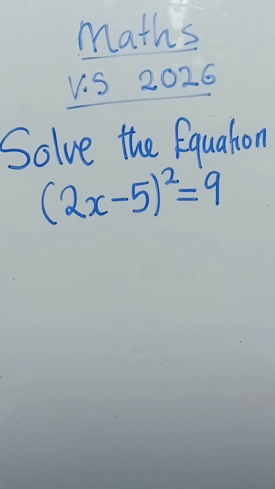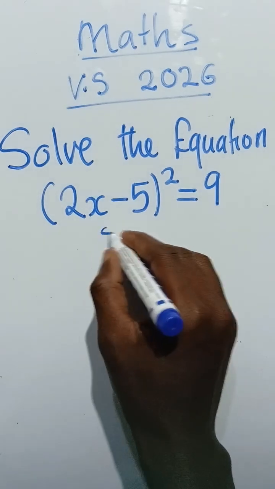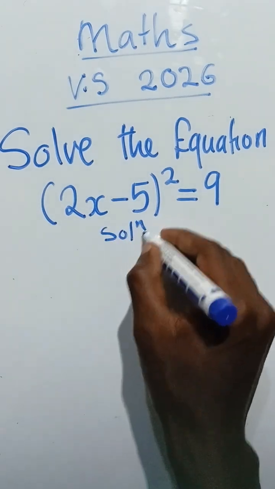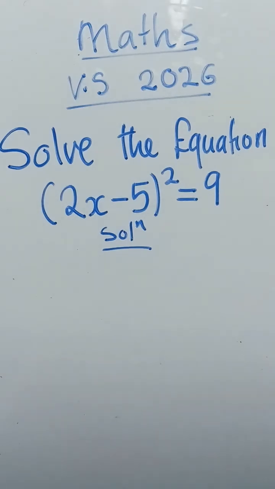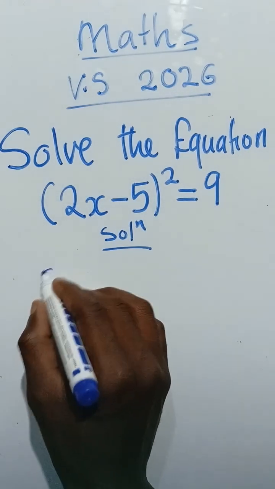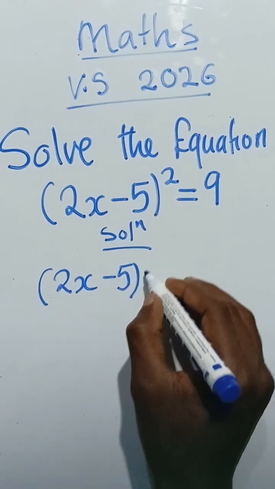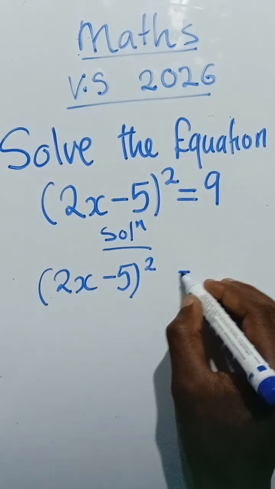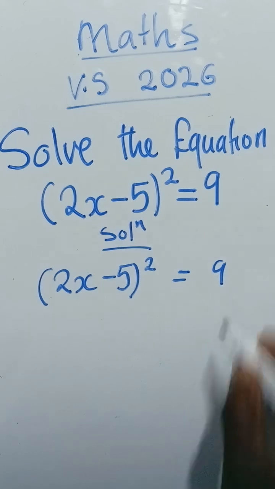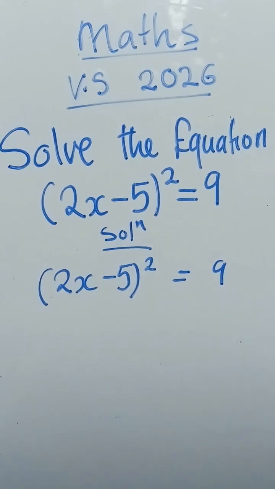Remember this is under quadratic. What we are going to do here is something very simple. I'm just going to rewrite the equation so that we can see very well. I'm going to write (2x - 5)^2 equated to 9. What we are going to do here is something very simple, guys.